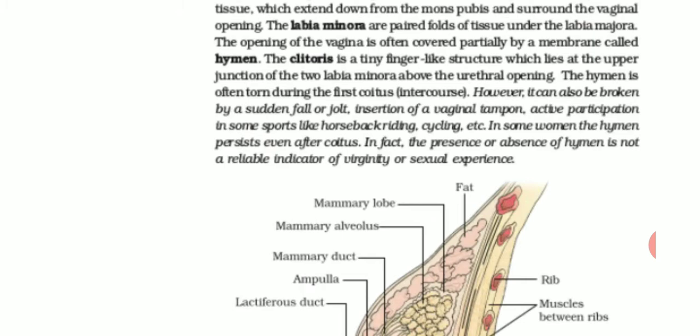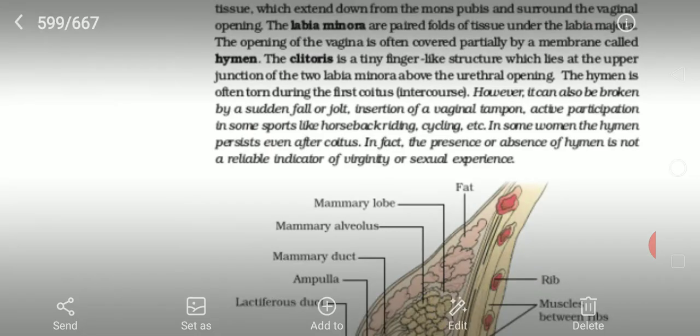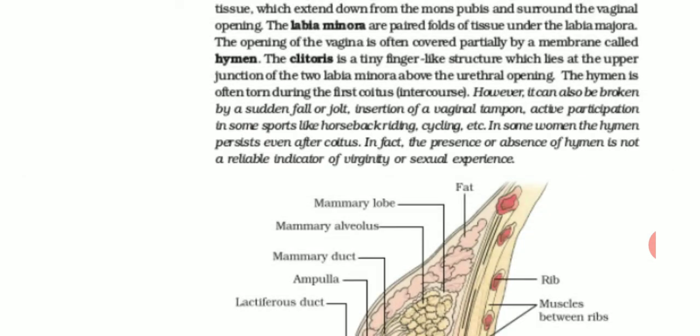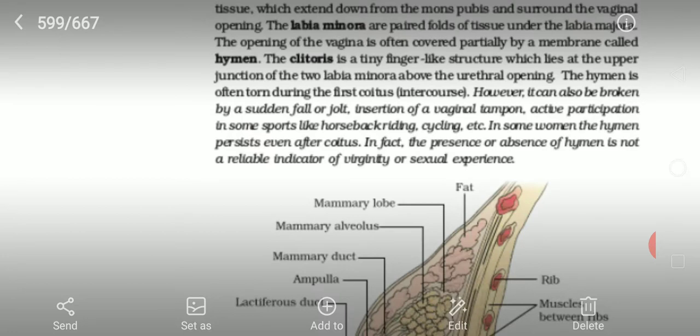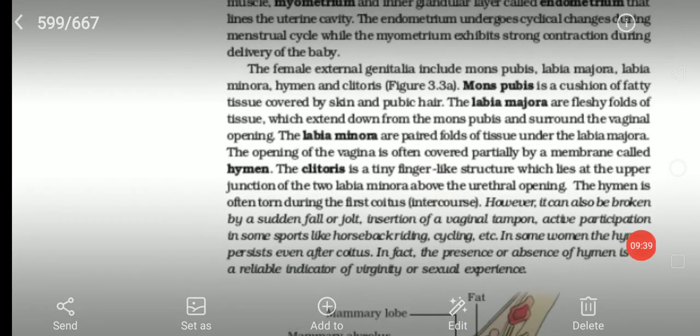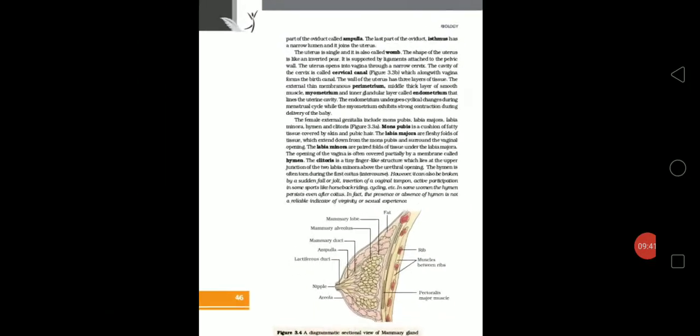However, it can also be broken by a sudden fall or jerk, insertion of a vaginal tampon, active participation in some sports like horse riding, cycling, etc. In some women, the hymen persists even after coitus. In fact, the presence or absence of hymen is not a reliable indicator of virginity or sexual experience. So these are the main parts of female external genitalia.